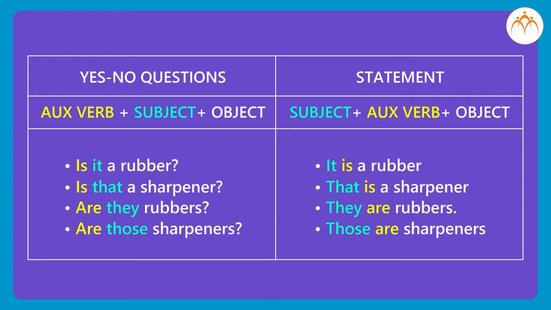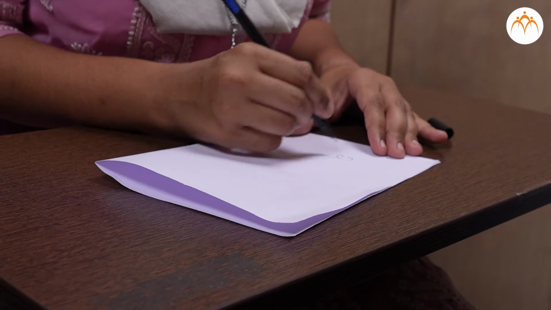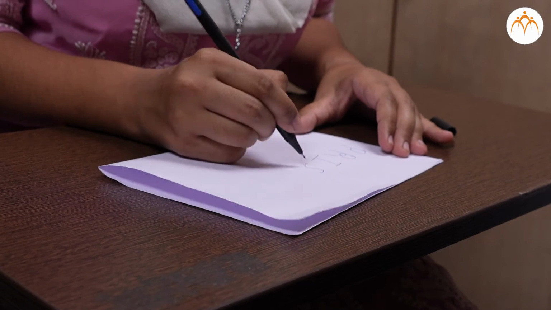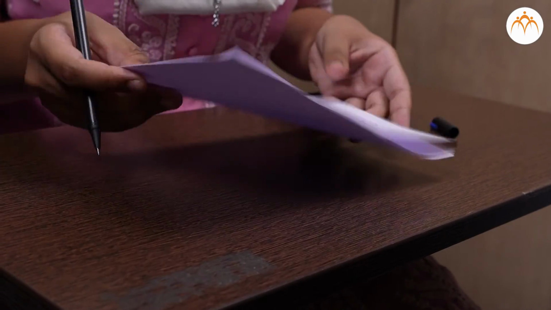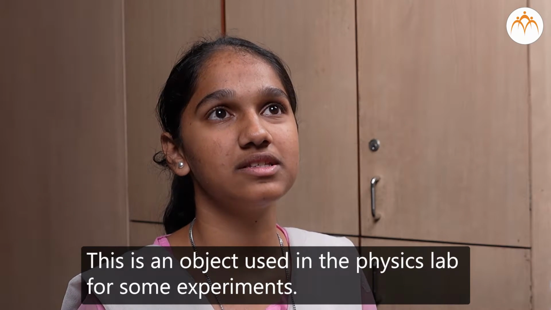Now let's start the guessing game. One person chooses an object and the others guess its name by asking only 10 yes-no questions. You can ask the questions about its shapes and so on. May I choose the object this time? Sure. Write the name of the object on a paper, fold it and keep it on the table. Remember, you have to give us a hint to start with. This is an object used in the physics lab for some experiments. Guess the name by asking me 10 yes-no questions about it.